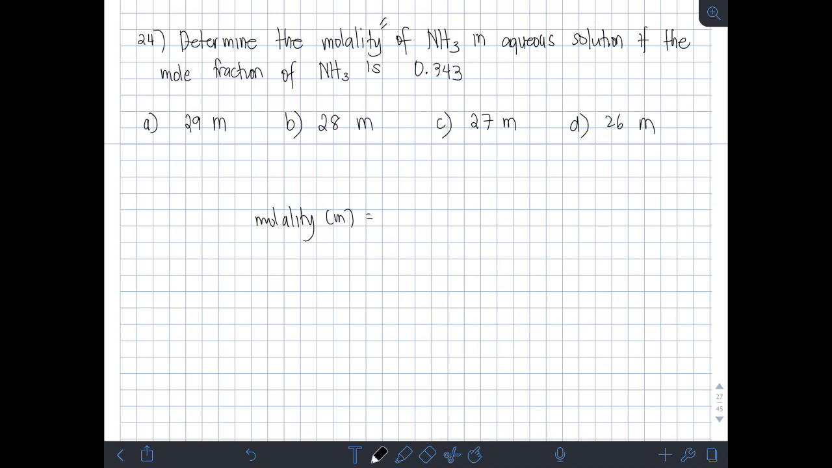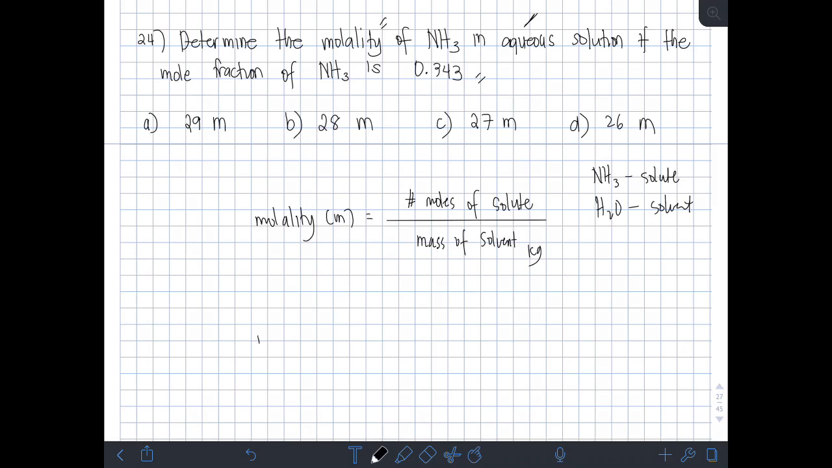Molality is equal to the number of moles of solute over the mass of solvent in kilograms. Since we have an aqueous solution, NH3 is the solute and H2O, or water, is the solvent. But the only thing given to us is the mole fraction of NH3, which is 0.343.